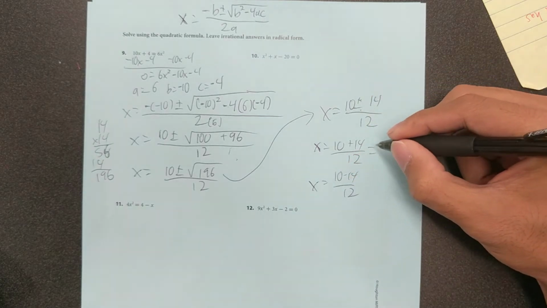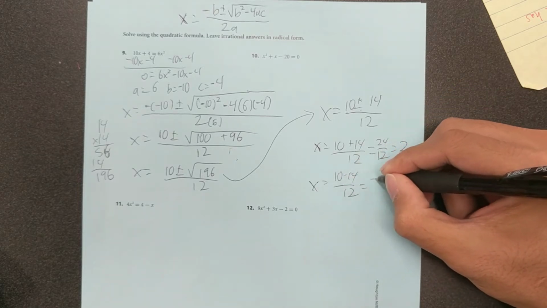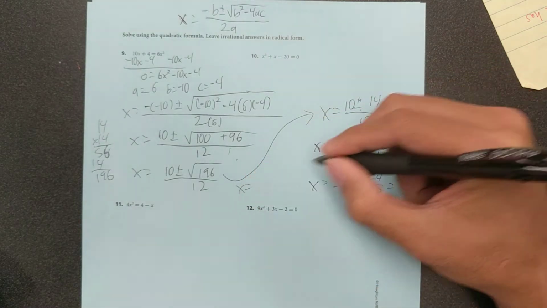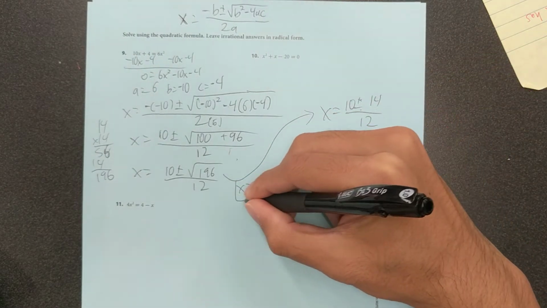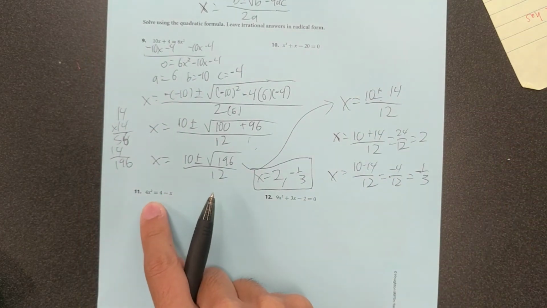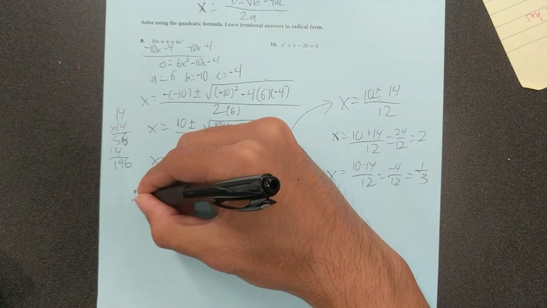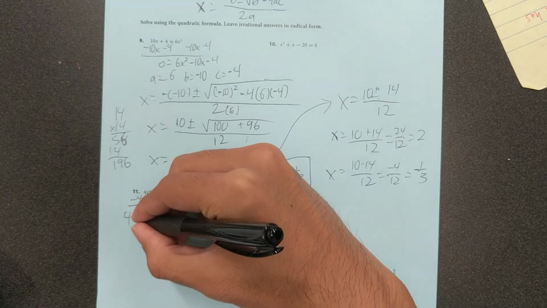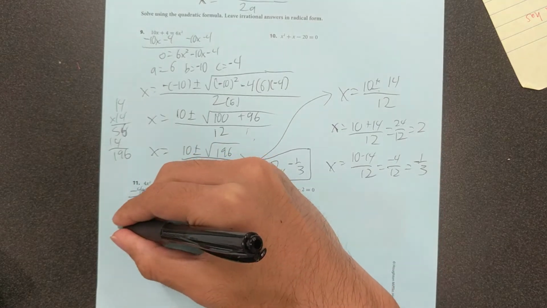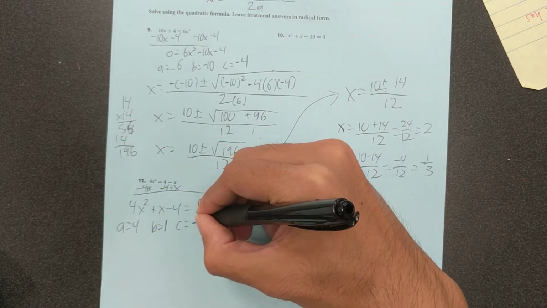So this plus sign becomes 24 over 12, or 2. This one becomes negative 4 over 12, or negative 1/3. Okay, so our answers are 2 and negative 1/3 for problem 9. Okay, looking at problem 11, again, we need everything on the same side. Okay, so for me, my a value is 4, my b value is 1, my c is negative 4.